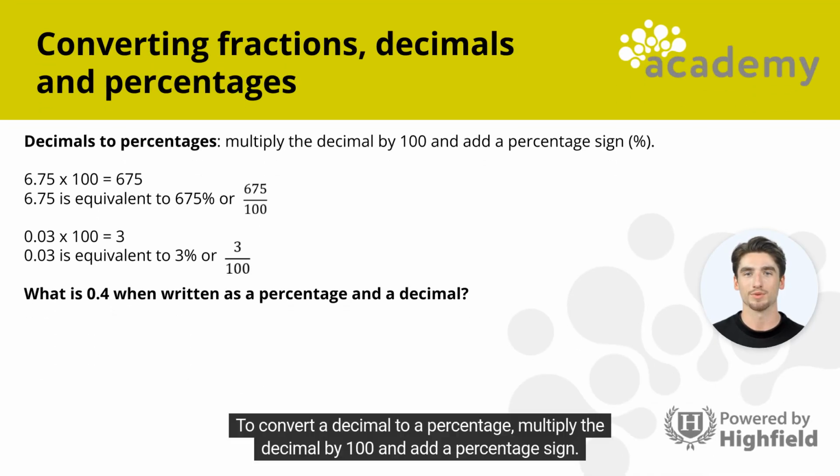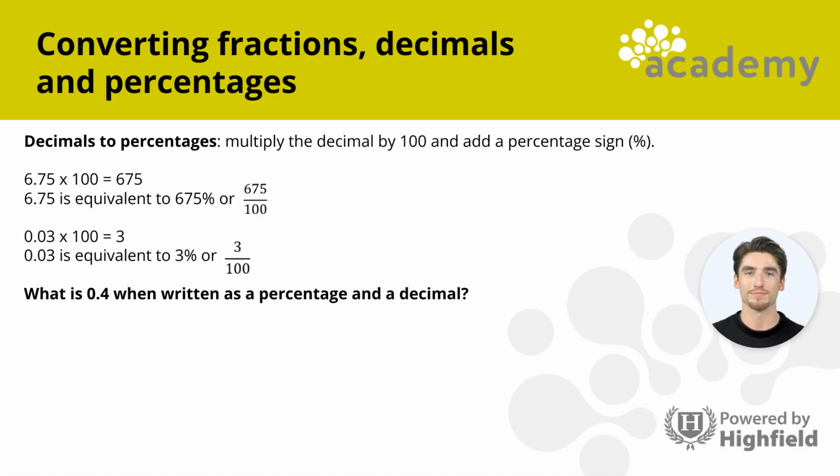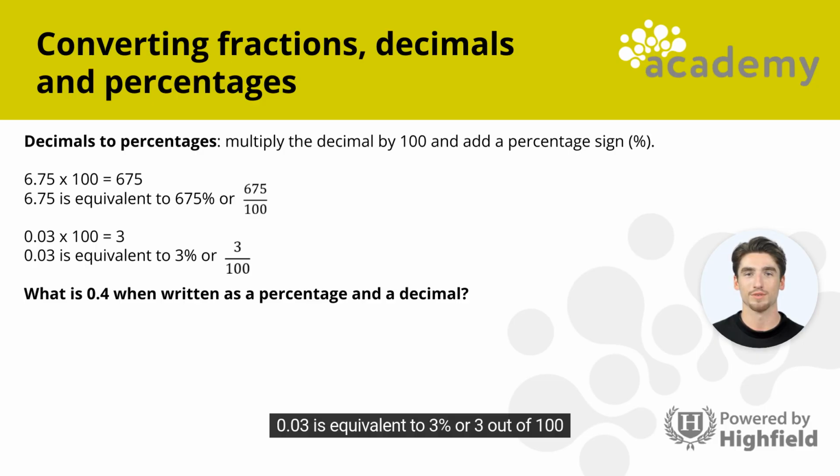To convert a decimal to a percentage, multiply the decimal by 100 and add a percentage sign. For example, 6.75 multiplied by 100 equals 675. 6.75 is equivalent to 675%, or 675 out of 100. 0.03 multiplied by 100 equals 3. 0.03 is equivalent to 3%, or 3 out of 100.